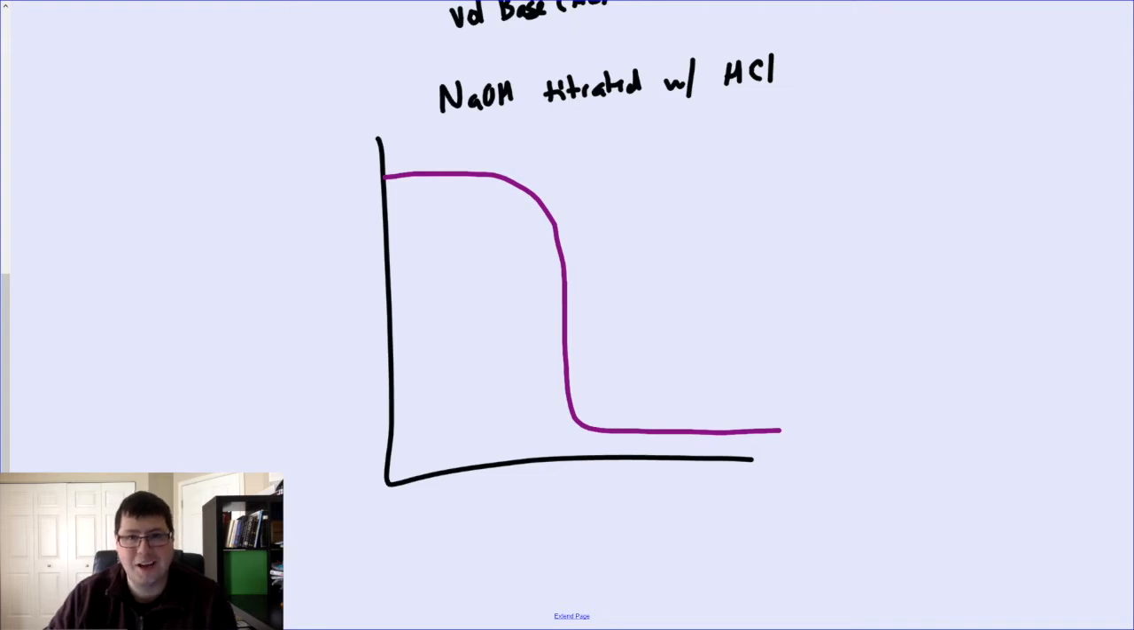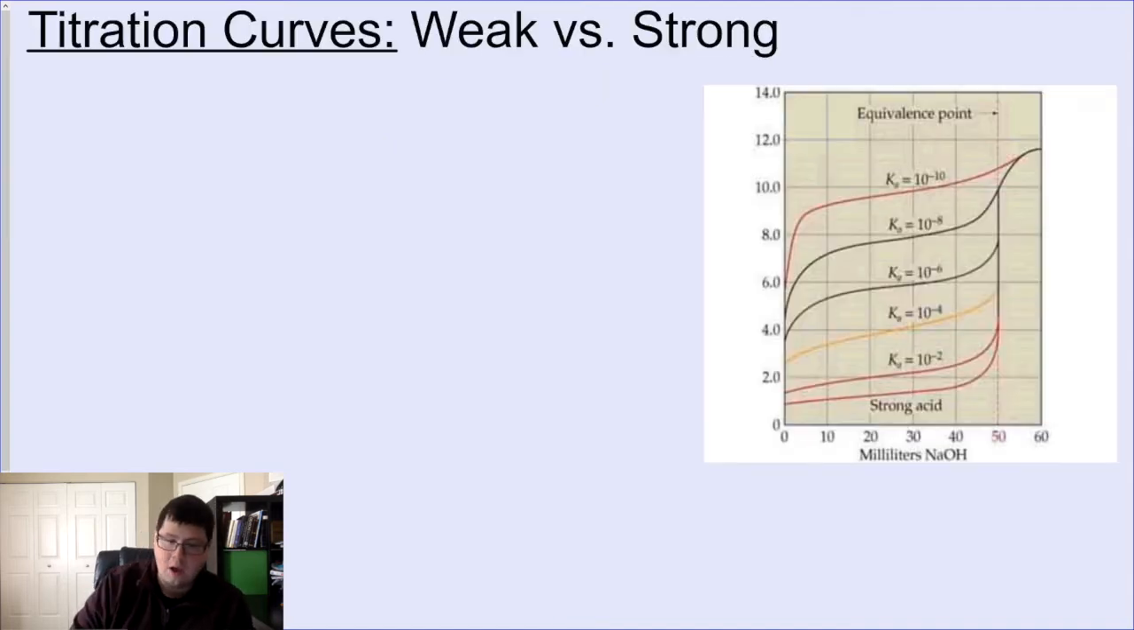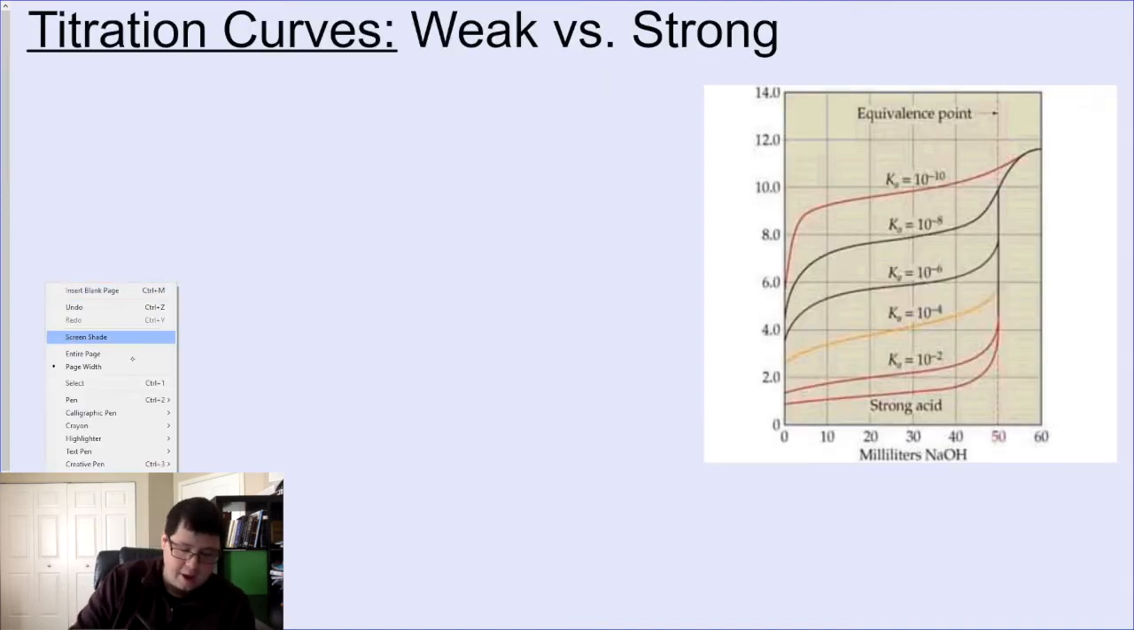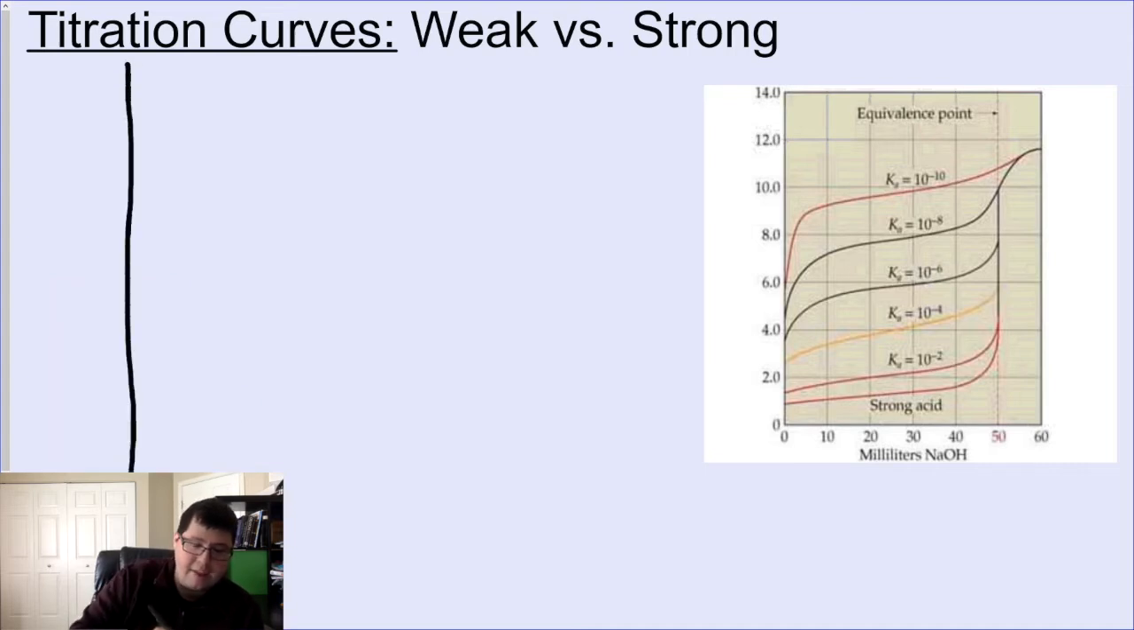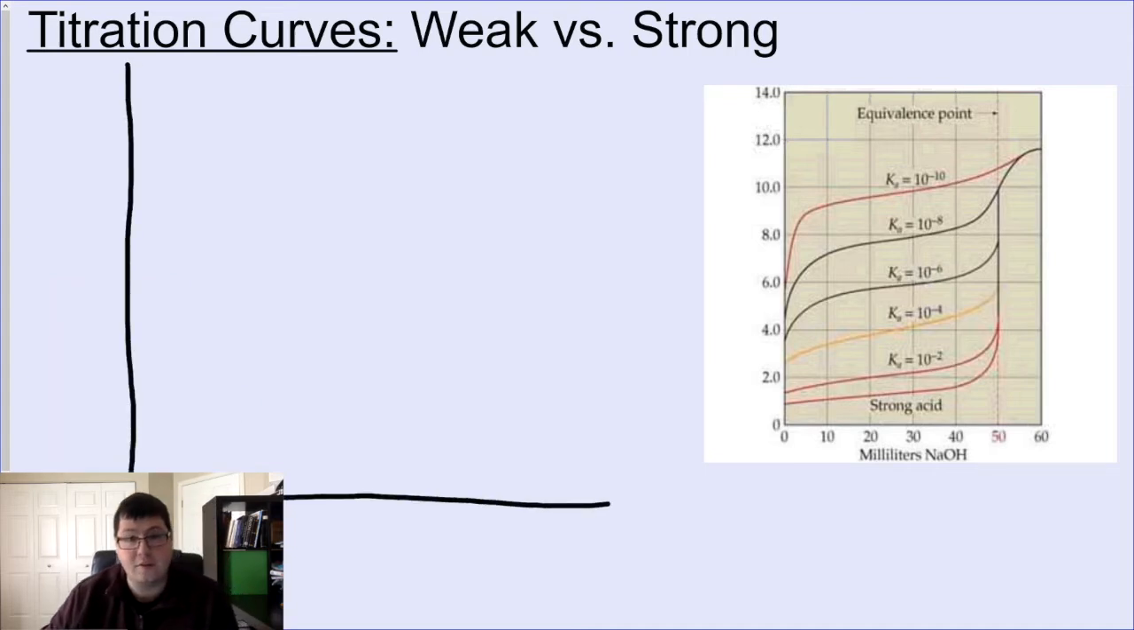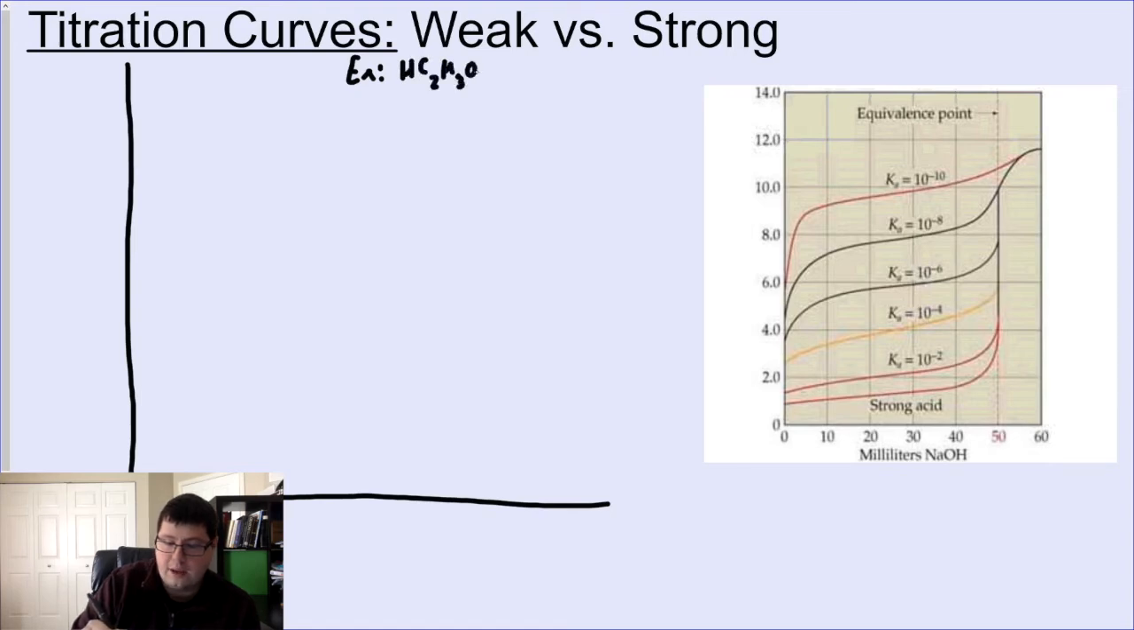Now let's go ahead and take a look at how weak acids and weak bases might look a little different. For weak acids and weak bases, the only major difference here is going to be the shape of the curve and the major species at each of the points. The reason these are different is because in my neutralization, I'm actually making a buffer solution. So let's consider, as an example, the titration of a weak acid, HC2H3O2, our acetic acid, titrated with NaOH.